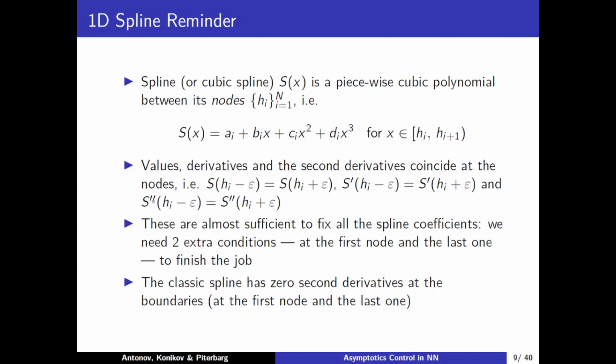Just a little reminder, the second derivative is linearly interpolated, and the function itself is very smooth. These requirements, first that it passes through the required points, then the same derivatives to the left and to the right of each point h of i, and the second derivative, almost fix all these coefficients a, b, c, and d, except there are two extra conditions. In general, these conditions are related to the first node of the spline and the last node of the spline. So we should fix them somehow to finish the job. The classical spline has zero second derivative at boundaries, which means that it goes out of the bulk in a linear manner.